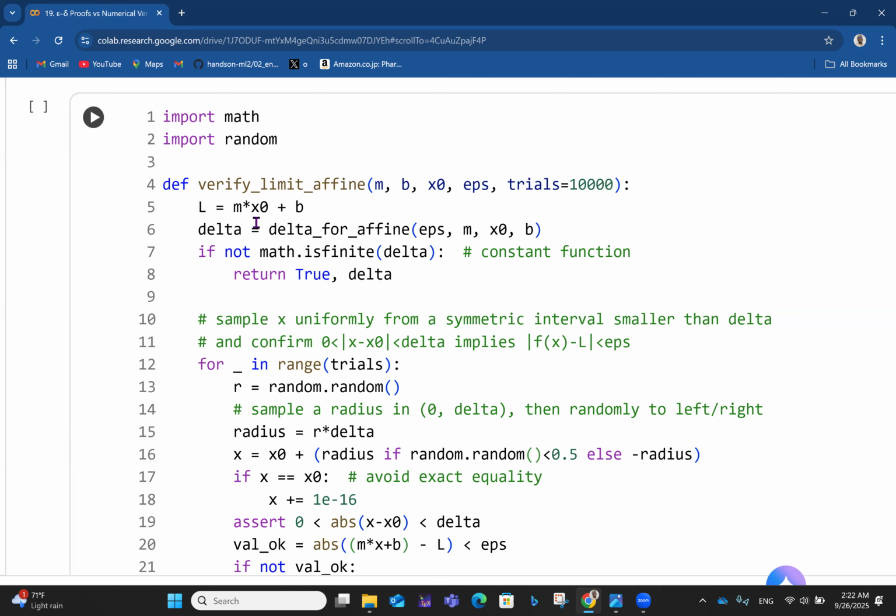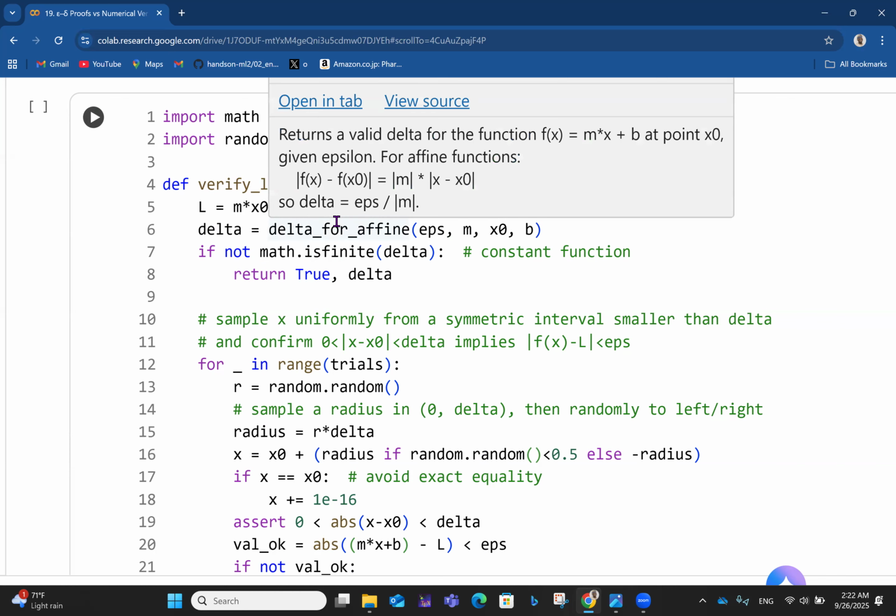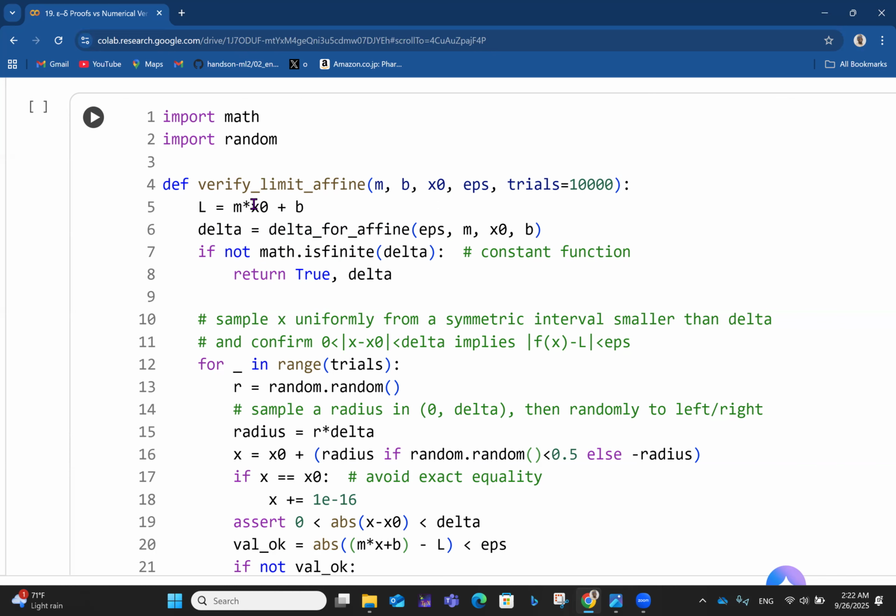So L here is m times x naught plus b. This is us substituting the x naught into the function directly. That is our L, right? Normally when we take a limit, we substitute the value towards which x is approaching, which is x naught in this case. We substitute it for x, and we have our m and our b, which would have been supplied here.